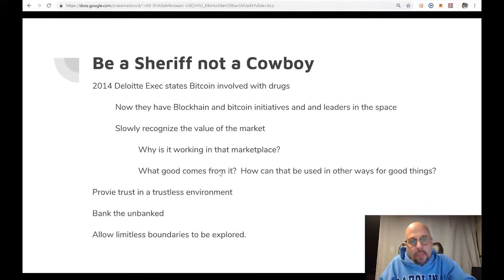Why is it working in this marketplace? What good comes from it? How can it be used in other ways for good things? What other things can we use this for? And how can we pay back to the environment? Because this gives control back to the owner. It removes centralized control. And it's really the absolute primary use case for us to be able to have digital money. I think that's probably what Bitcoin proved. And it allows limitless boundaries. We have so many things that we need to explore that still haven't even been looked at with this technology. And we really need to explore all of these. And we just have to ensure that we do it the right way.